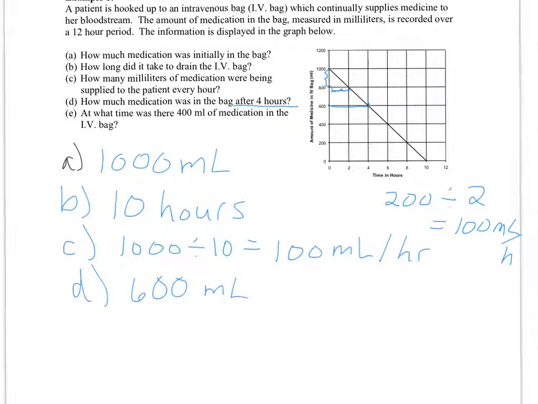Okay, E. At what time was there 400 milliliters of medication in the IV bag? In this case, we're looking for where the line has 400. So we look over here, 400 milliliters, and then we follow it across to this point where it hits the line, and then we look down and it says, at 6 hours, the amount of medication left in the bag is 400 milliliters. So the answer is 6 hours.